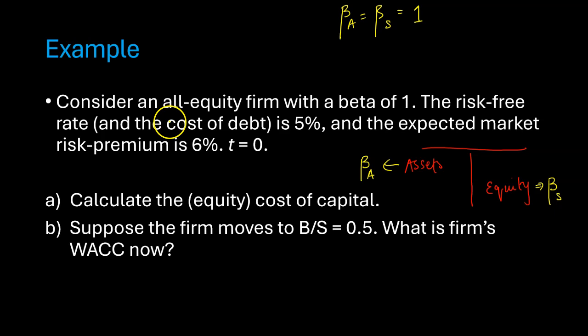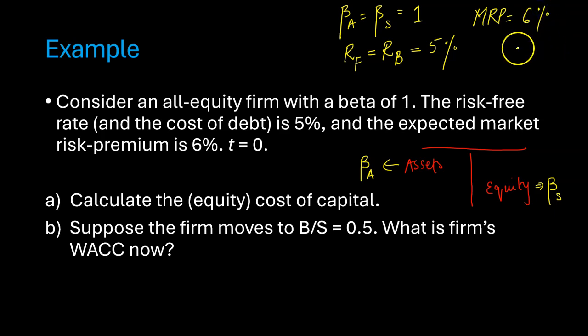All right, the risk-free rate and the cost of debt is 5%. This is important. We are in the perfect world of Modigliani and Miller. So the risk-free rate is the same as the cost of debt, although there's no debt right now. But if the firm were to borrow, it would borrow at the risk-free rate of 5%. You are also told that the market risk premium is 6% and there are no corporate taxes, so taxes are 0. The first question is calculate the cost of equity.